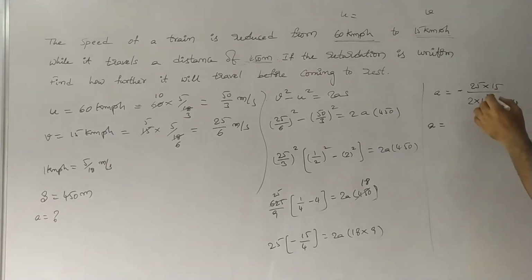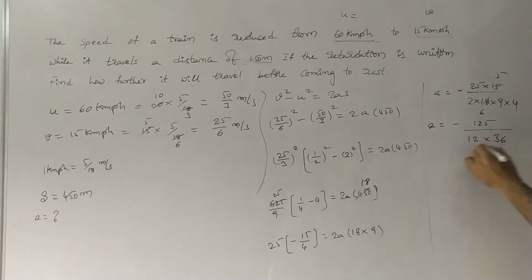So now here as you cancel this, 6 3s are 18, and here we have 5 3s are 15. 25 into 5 is nothing but 125 by 6 into 2, 12 into 4 9s are 36. So let us consider it as acceleration. a equals minus 125 by 12 into 36 meter per second square.